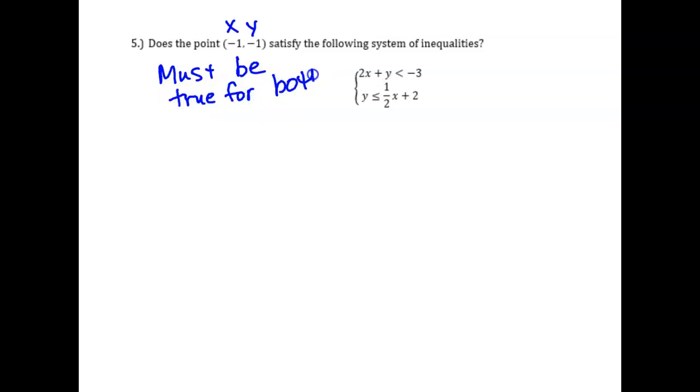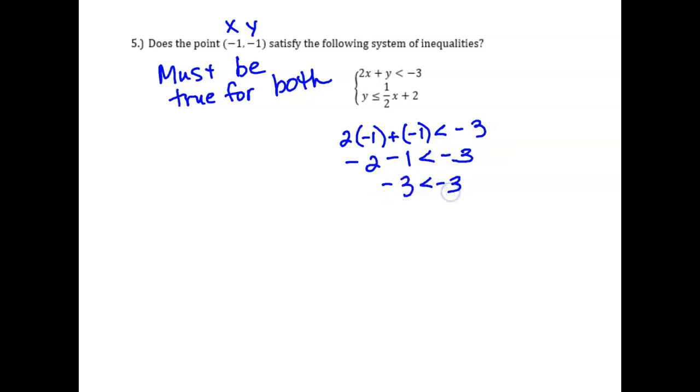Okay, so if I plug into the first inequality, 2 times my x, which is negative 1, plus my y, which is negative 1, is that less than negative 3? So negative 2 minus 1, is that less than negative 3? As soon as I do that, I realize, no, negative 3 is not less than negative 3. It's less than or equal to, but it's not less than. So this would be false.